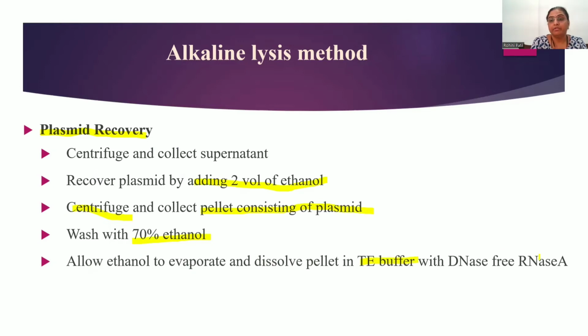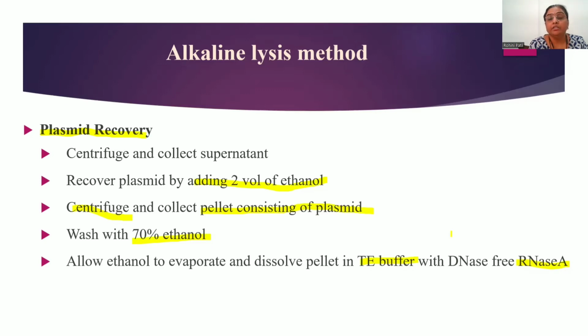Here in the TE buffer we have to add the RNase A, because a small amount of RNA may be present as an impurity in the plasmid DNA suspension. That RNA has to be cleared, and for that purpose RNase A is used. This RNase A can be added when we are doing the lysis of the bacterial cells, so there will be complete removal of the RNA. In this way, the plasmid is isolated by the alkaline lysis method.